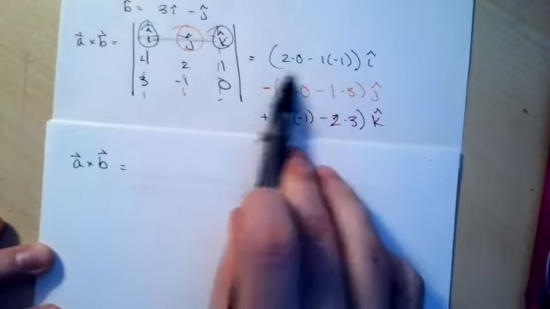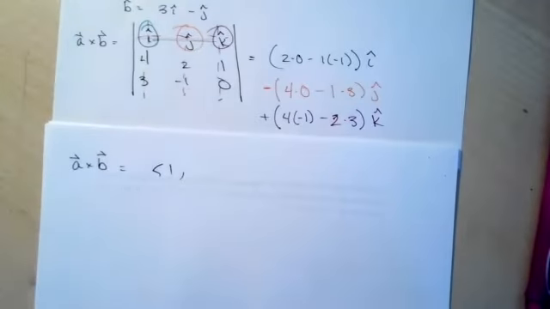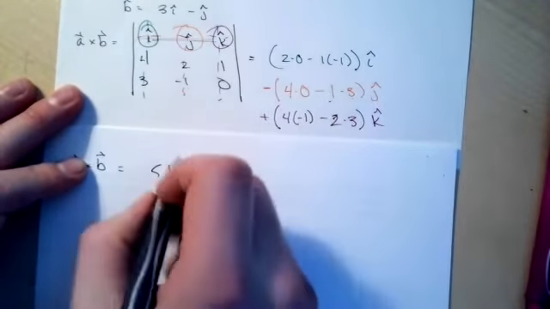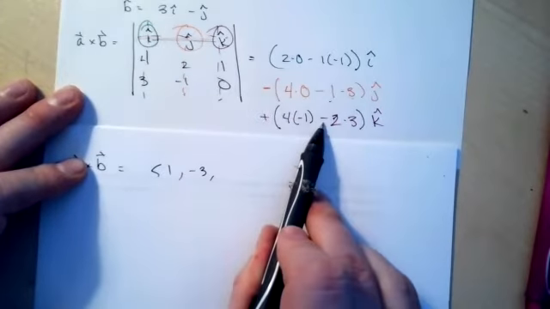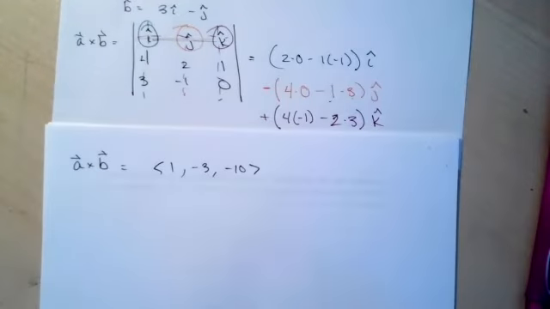A cross B, what do we get? 1 on the I. Let's go ahead and write it with our bracket notation. We'll have positive 3 with an extra minus sign, gives us negative 3, minus 4, minus 6. So we get minus 10 in our K.